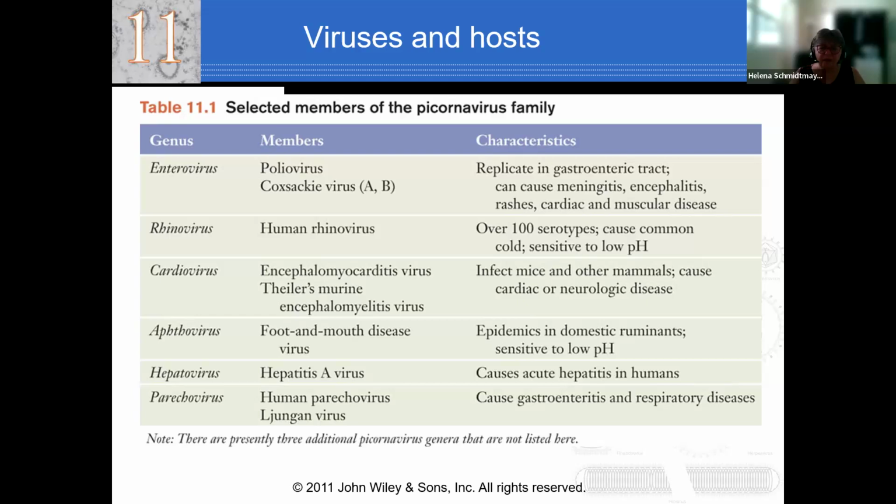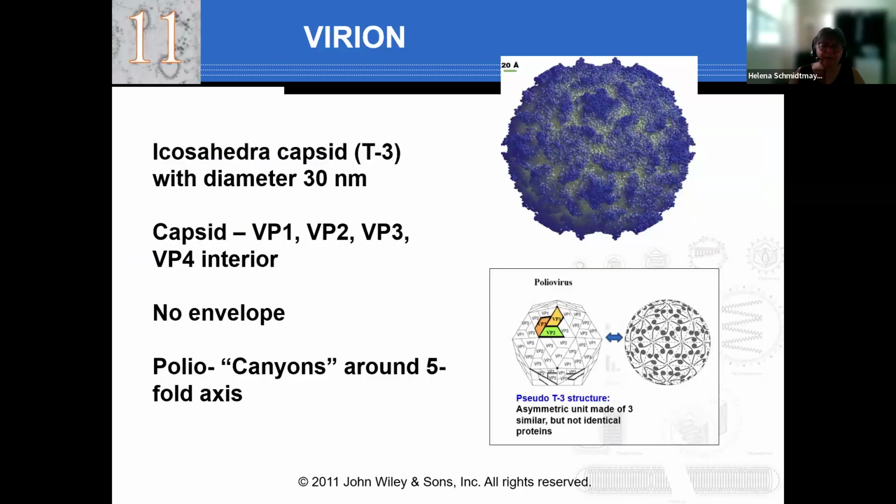Hepatovirus, hepatitis A virus, causes so-called infectious hepatitis in humans, and it's transmitted via contaminated food and water. Be careful. There are hepatitis A, hepatitis B, and hepatitis C virus. All three belong to different families. So picornaviruses: hepatitis A, infectious hepatitis. Now, what is the structure of the virus?